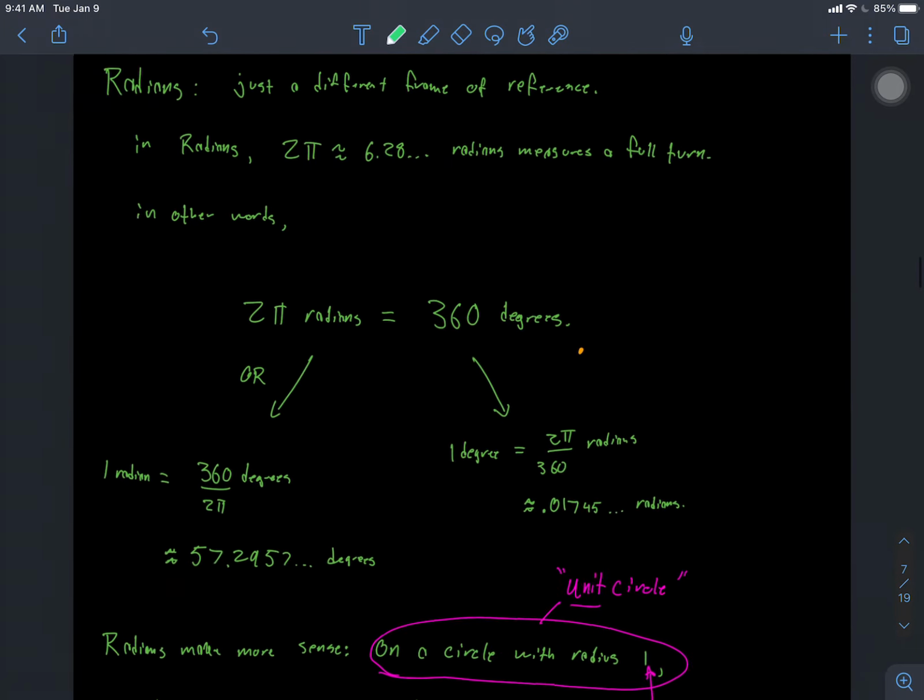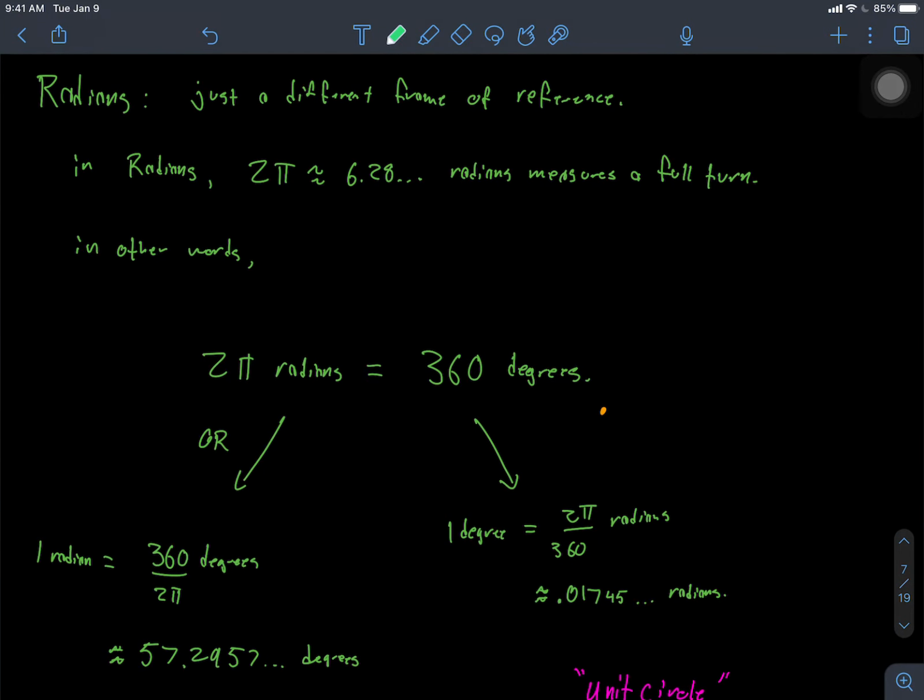Okay, so we have the following relationship. Since 2 pi radians is going to be 1 full spin, and we know that 360 degrees is 1 full spin, then we can use this equation here, which says that 2 pi radians is equal to 360 degrees, to figure out how to convert between the two.